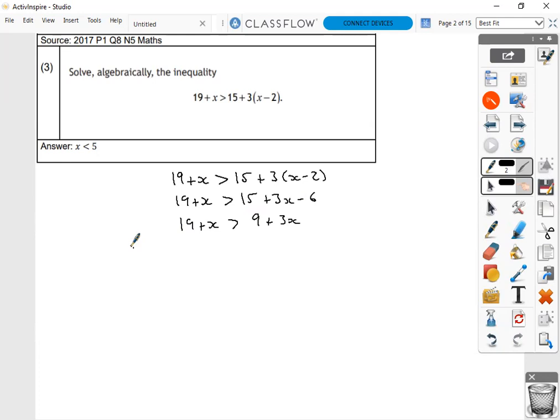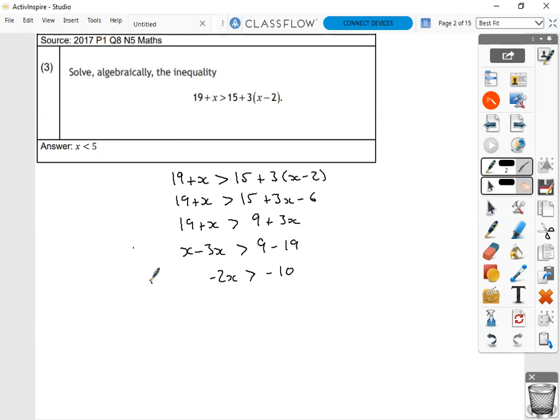I now want to move all my x's over to the left hand side and all my whole numbers over to the right. So that 3x comes over, becomes a negative. The sign stays the same at this point, and the 19 goes to the other side. Okay, got -2x and that will be -10. So the sign hasn't changed yet.